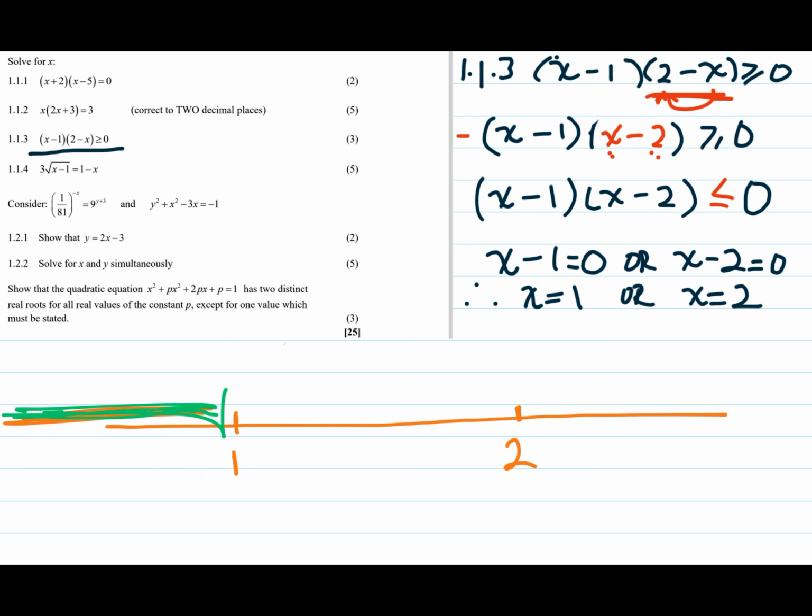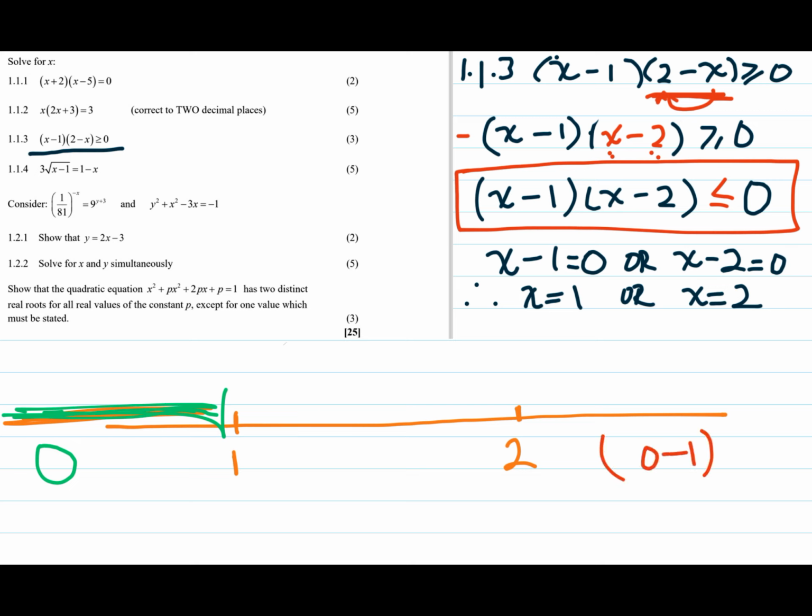So a number less than 1. Let's take 0. Then we put 0 in this equation here, and we see whether we get a positive or a negative. If you put 0 there, it's going to be 0 minus 1 multiplied by 0 minus 2. It's going to be a negative times a negative. You're going to get a positive. This interval is positive.